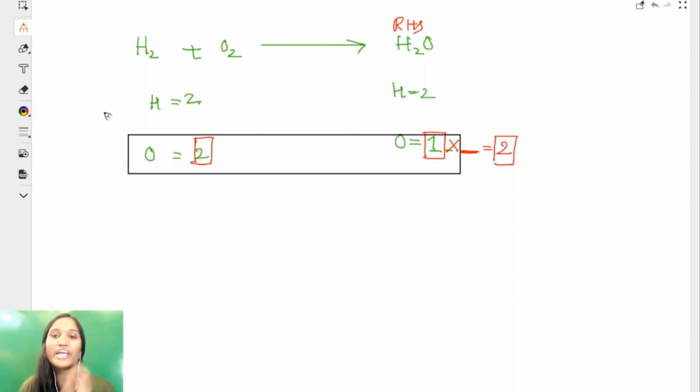Which number can you place? Can I take some 10 here or 5 or some other weird number? No, that's why I asked you. If you know tables, you are done. Now your answer should be 2. You should multiply some number with 1. Which number could you multiply? Only 2. 1 into 2 is equal to 2. Right? So now if you multiply the number of oxygens on the right hand side with the number 2, you will get the oxygens balanced. Okay, this is what the maths is.